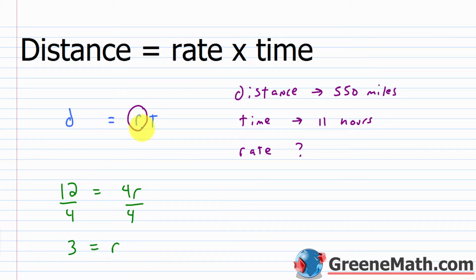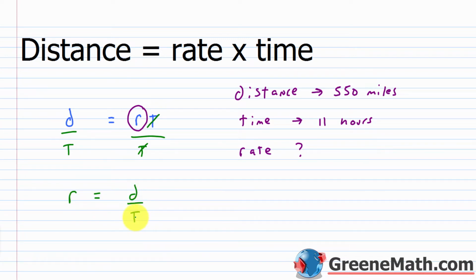Well, it's no different here. If I want to isolate r, all I'm going to do is divide both sides of the equation by t. It doesn't matter that it's a variable in this case. So this will cancel with this, and I'm going to have that r, or the rate of speed, is equal to the distance over the amount of time traveled.